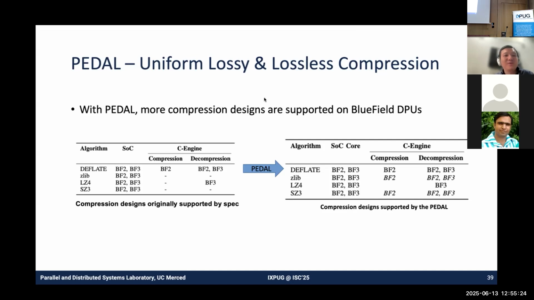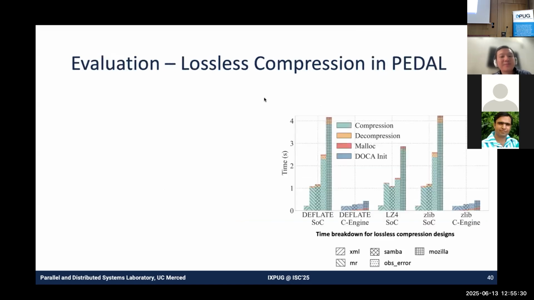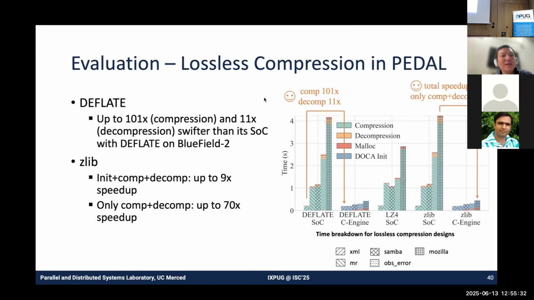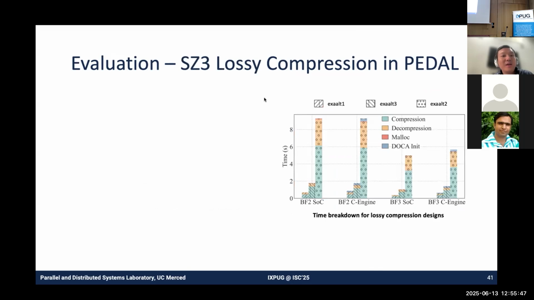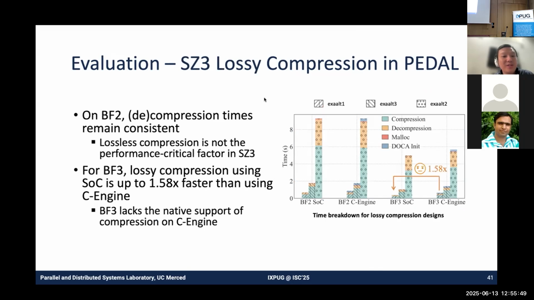We can support both lossy and lossless compressors on BlueField DPUs with all the optimizations we discussed in our paper. If you look at the performance, you can see that with our optimizations, sometimes we could improve by hundreds of times, or a 70 times performance speedup, for both deflate as well as ZD. And for SZ3, this is a lossy compression.